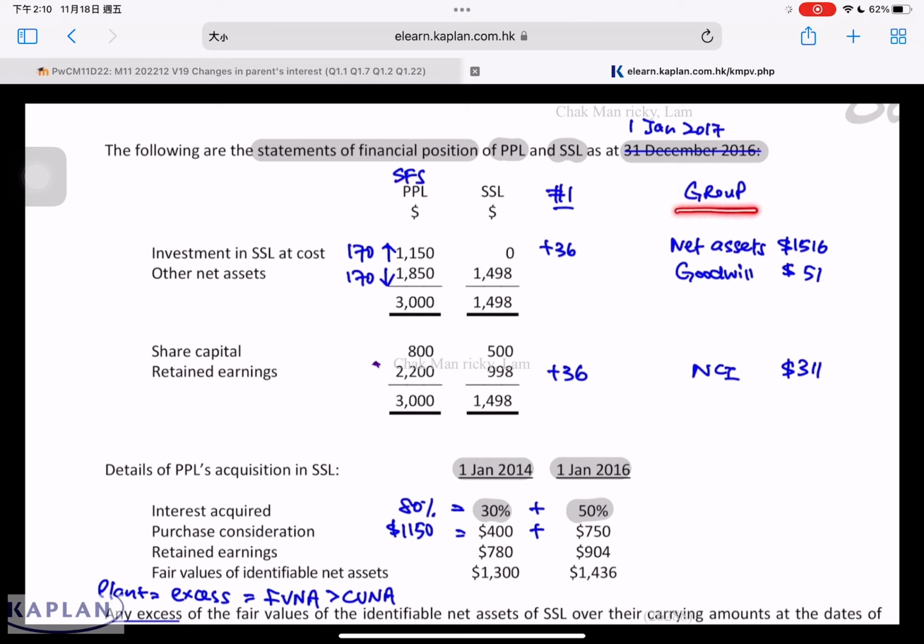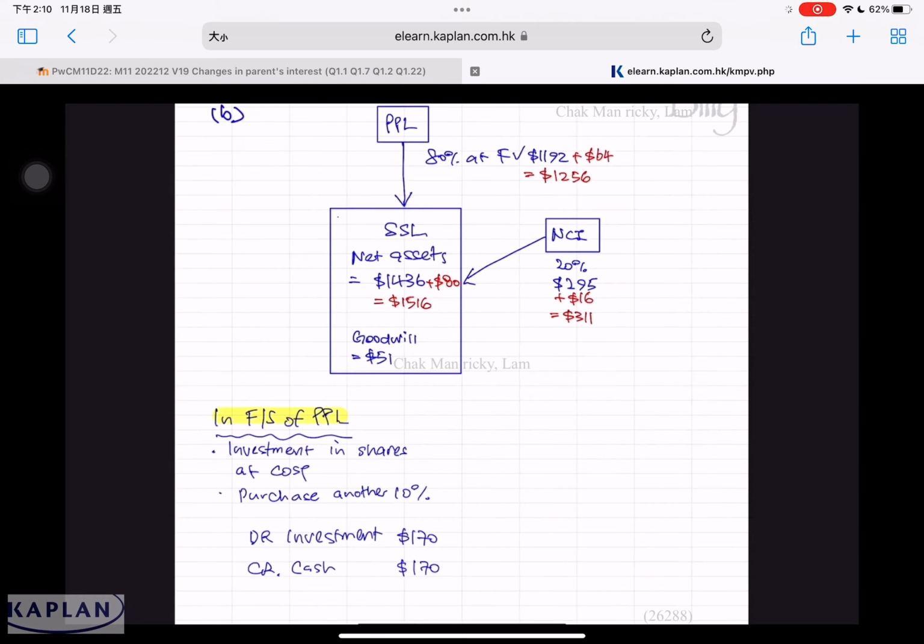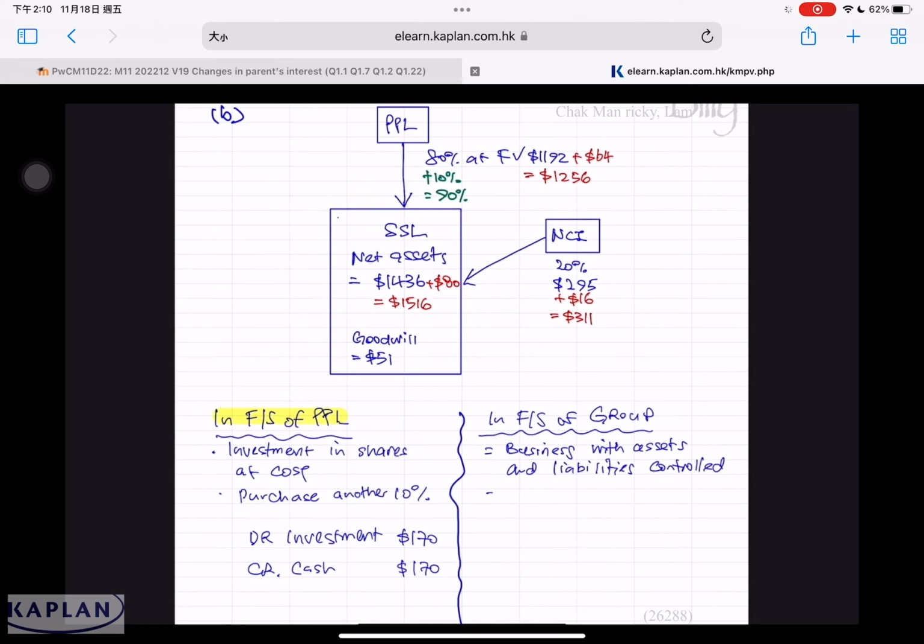But at the group level, what happened to these two? At the group level, it increases 10%, to 90%. From 80% to 90%, do we have more or less control? Whether it's 80% or 90% ownership, you still have the same 100% control. Do not adjust the assets and liabilities, we adjust NCI. In the financial statements of the group, we treat this as a business with assets and liabilities that we control. The control is unaffected. Do not adjust the assets and liabilities, adjust the NCI at the group level.